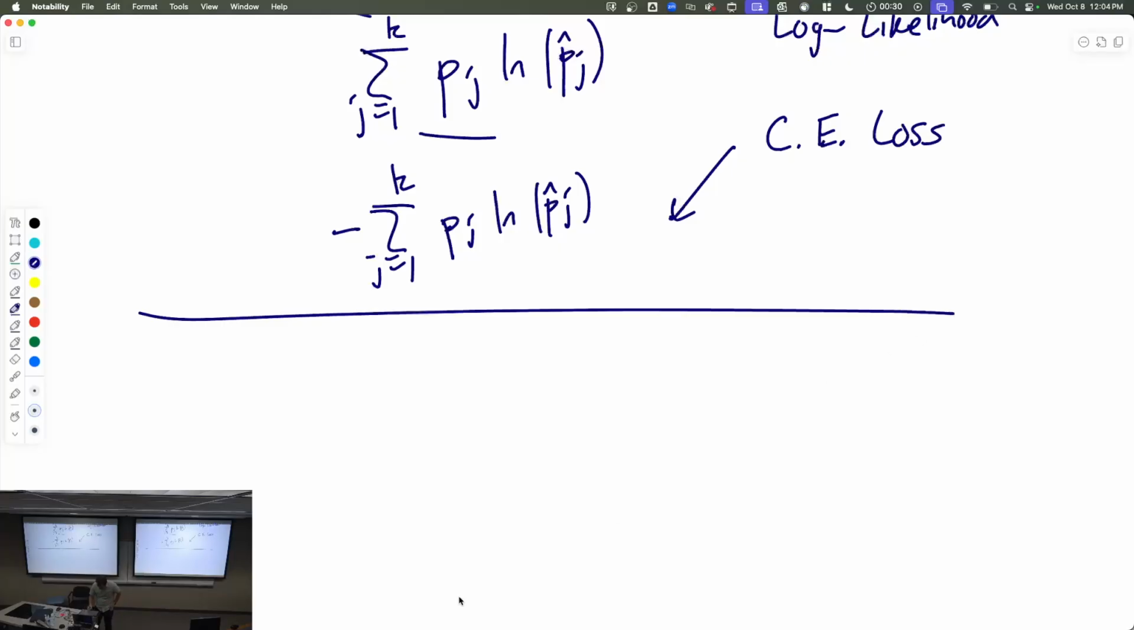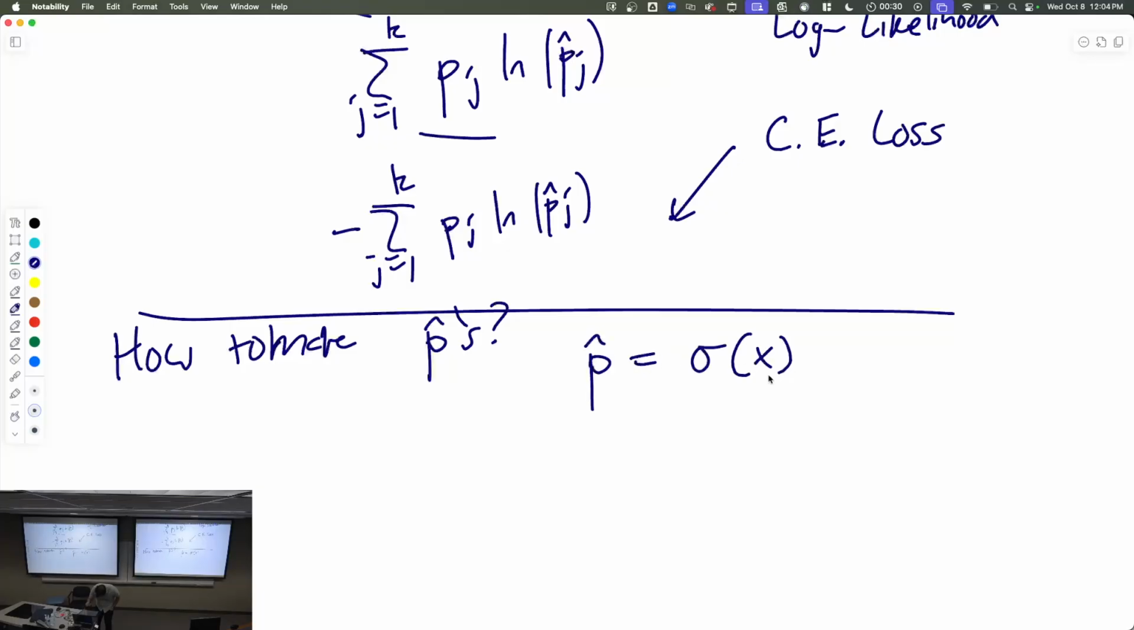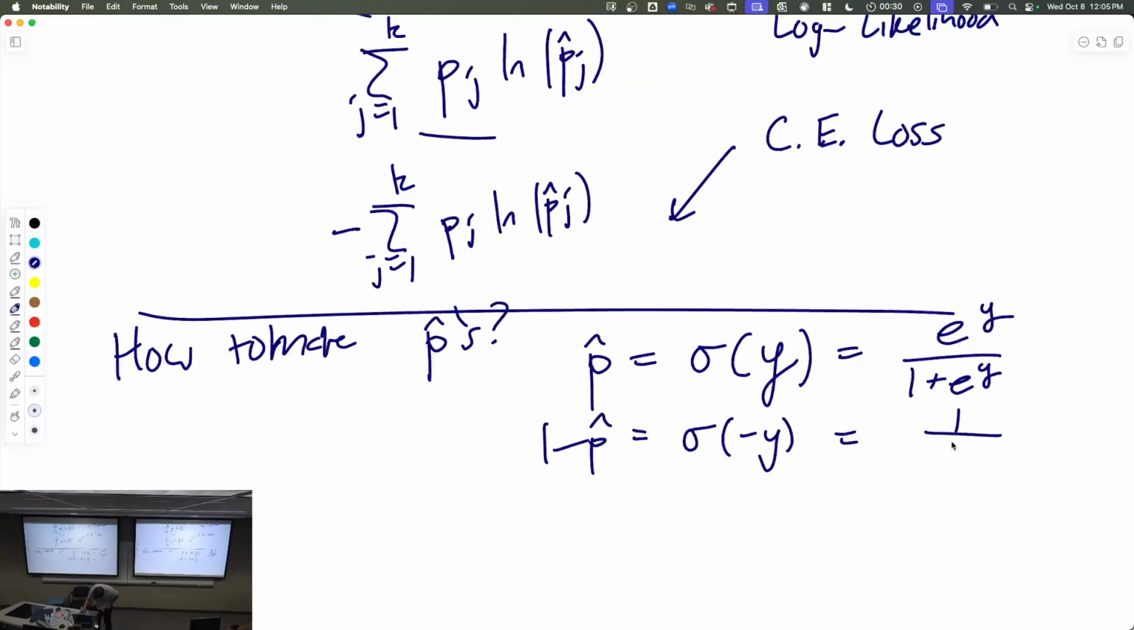So last class, we used the sigmoid function to make p hats. And last class we did it in binary classification, with the sigmoid. We did p hat equals sigmoid of y, because x is usually the input, which is e to the y over 1 plus e to the y. And this sigmoid function converted some real value into a probability, right? And by the way, 1 minus p hat was the sigmoid of negative y, which is 1 over 1 plus e to the y.